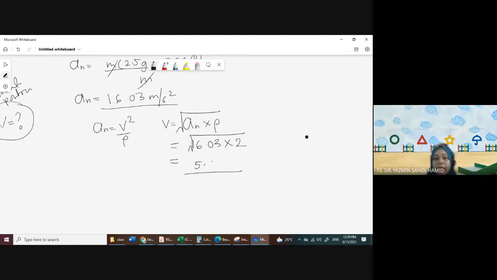5.66. Okay. Now since the bob swings like this, it turns back. So the velocity can be plus or minus, the direction, because it can go up and down.